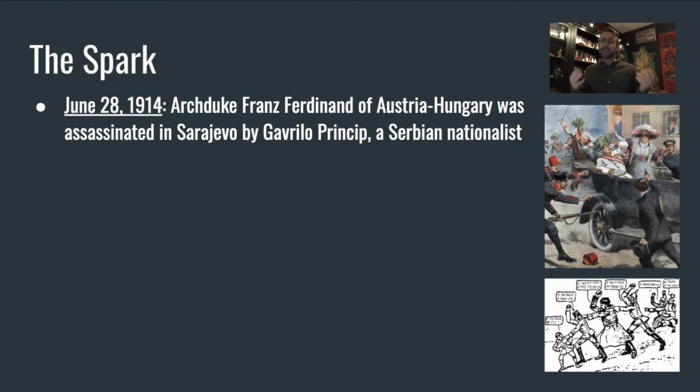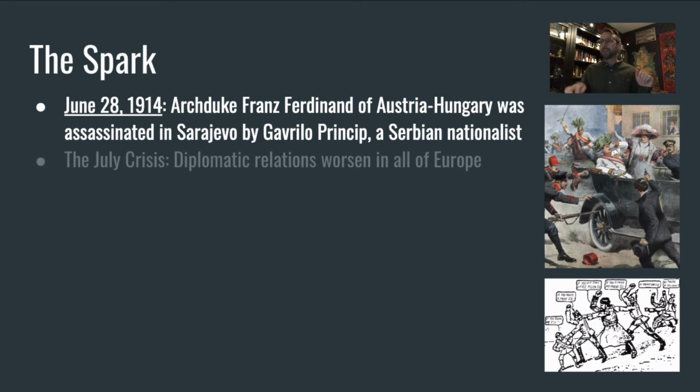all the odds against them, the Black Hand, one of their members, Gavril Princip, killed the Archduke Franz Ferdinand, and it created a diplomatic crisis throughout all of Europe because a member of European royalty had been killed, and now all those alliances were starting to go into effect because it affected one of the alliances.